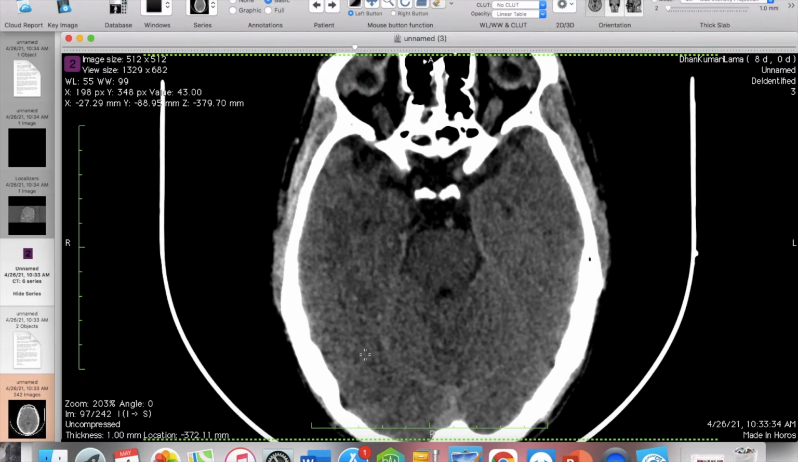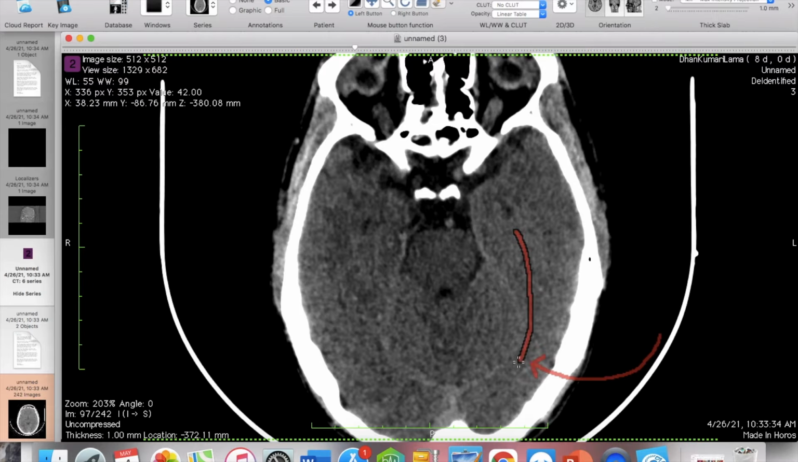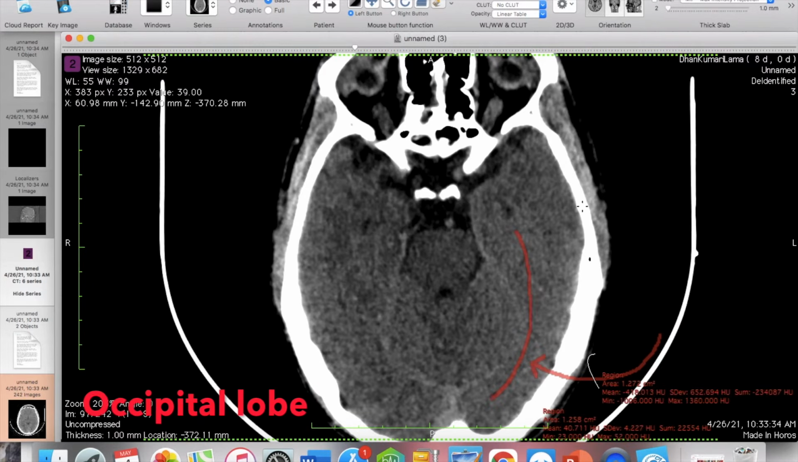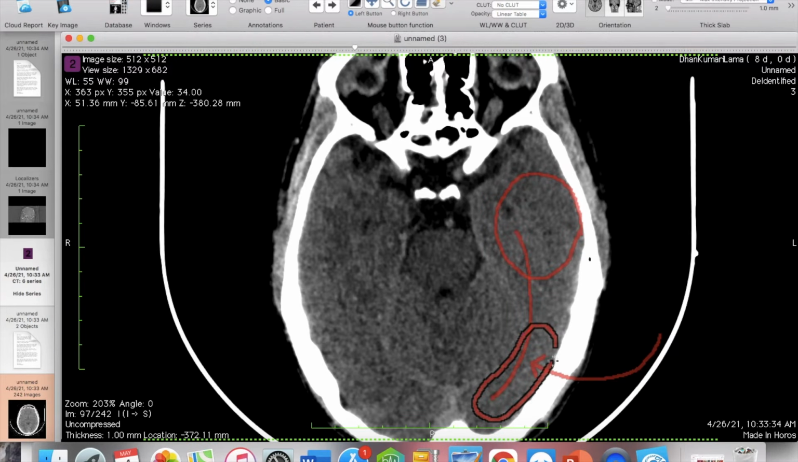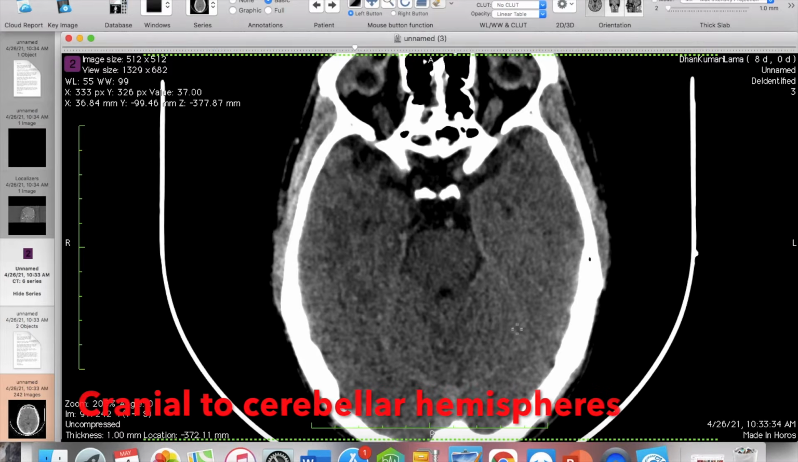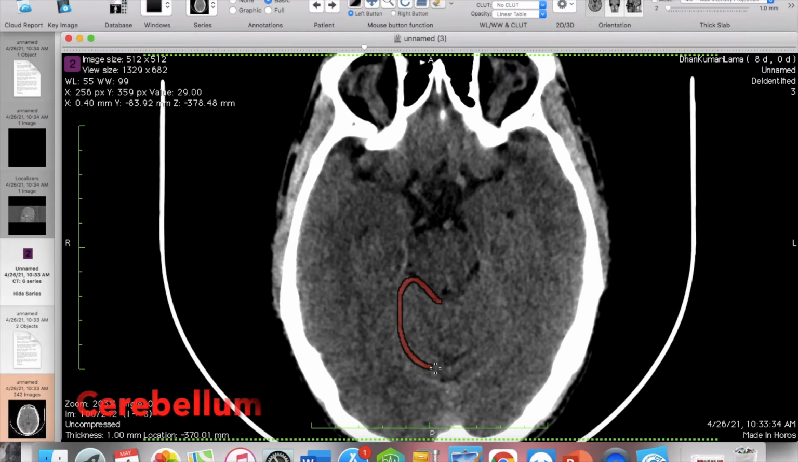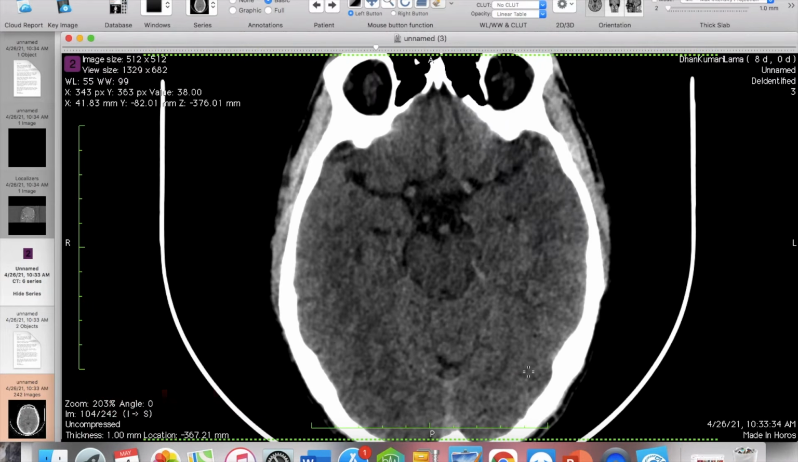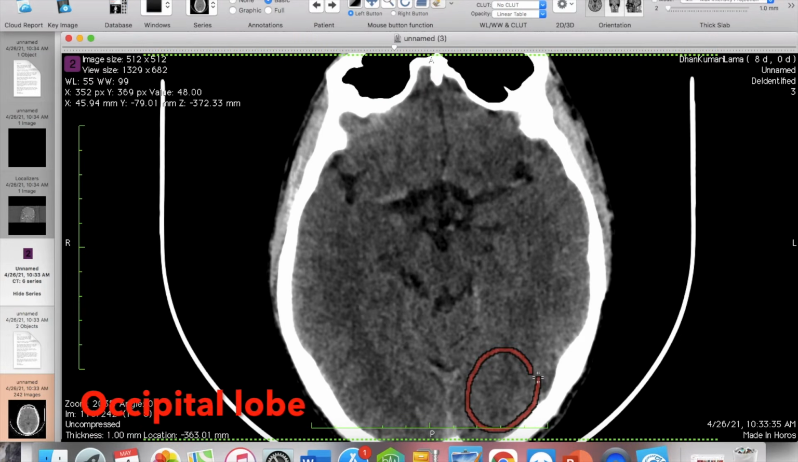To identify the occipital lobe, you should look just posterior to the temporal lobe. This part which lies posterior to the temporal lobe and is contiguous with the temporal lobe is the occipital lobe. So this part is the temporal lobe and this part of the brain is the occipital lobe. The occipital lobe lies just cranial to the cerebellar hemispheres. So this is the part of the cerebellum. The part that lies cranial to the cerebellum as we migrate cranially is the occipital lobe and it is contiguous with the temporal lobe.